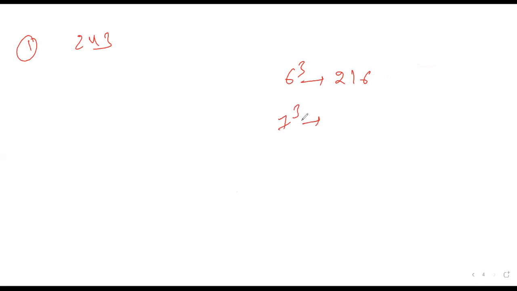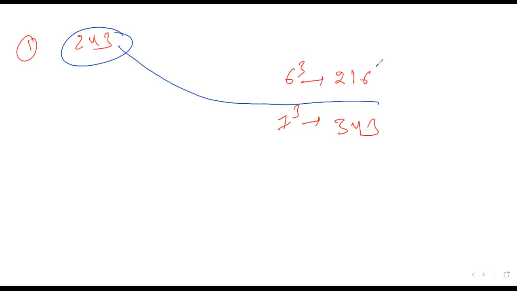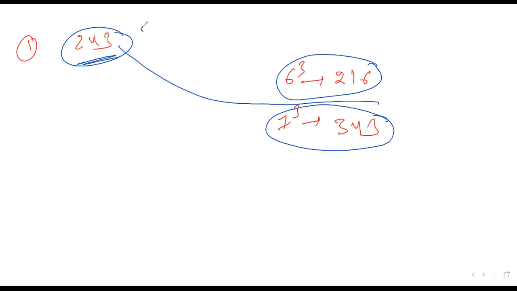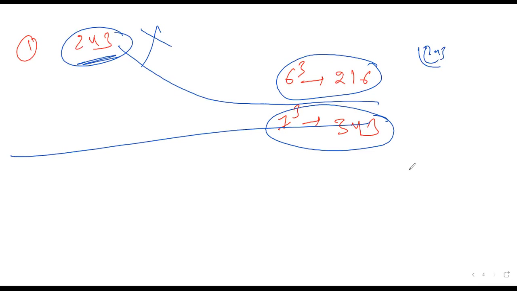7 cube, I just told you. What is 7 cube? 343. The number should come in between. 6 cube is 216, 7 cube is 343. So 243 is not a perfect cube, which you can say is a method. When your LCM is not possible, you should go to smaller numbers. So the first question is clear.